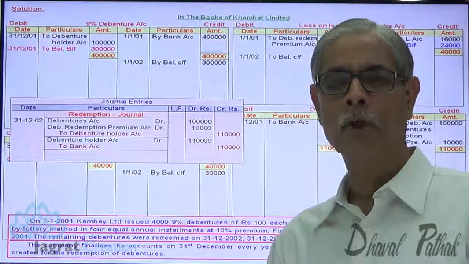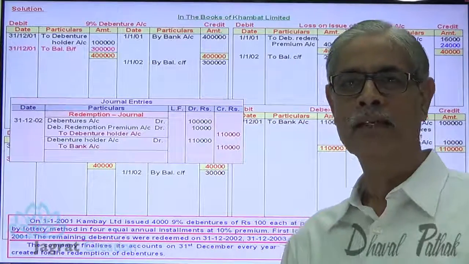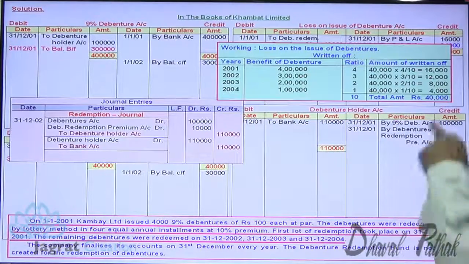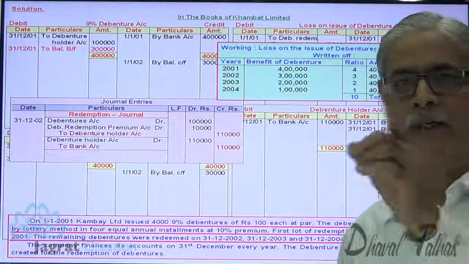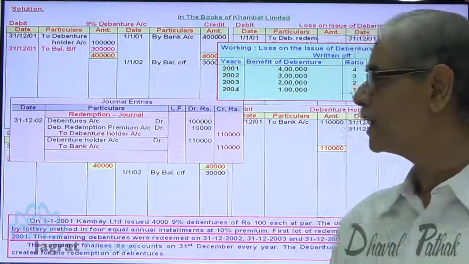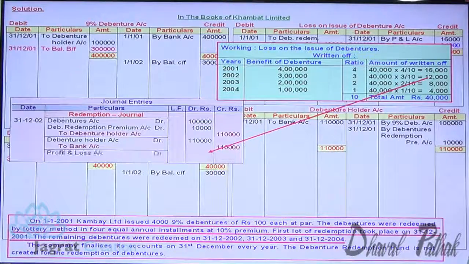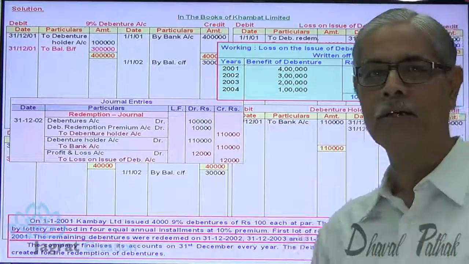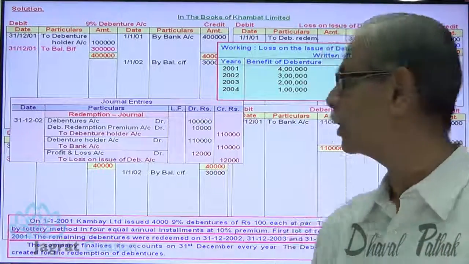How much of the loss on issue of debentures gets written off? Look at the working note. In the second year, amount to be written off is 12,000. So what's the entry for that? Profit and loss account debit 12,000 to loss on issue of debentures account credit 12,000. This is how journal entries get recorded.